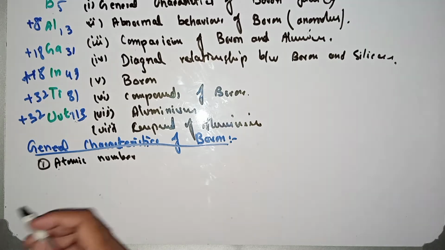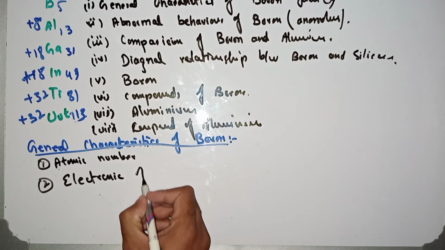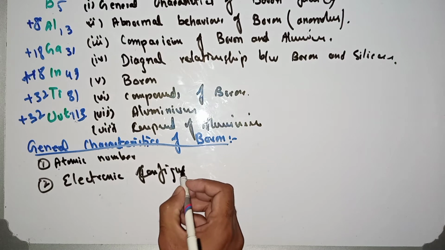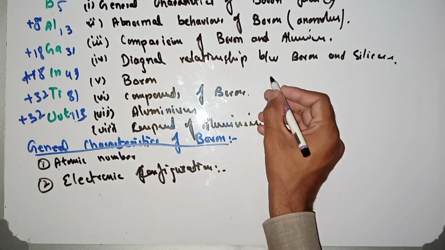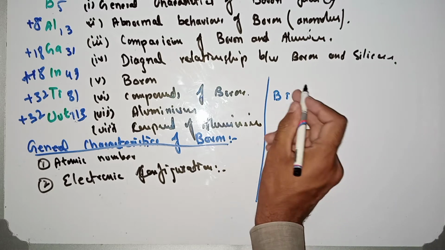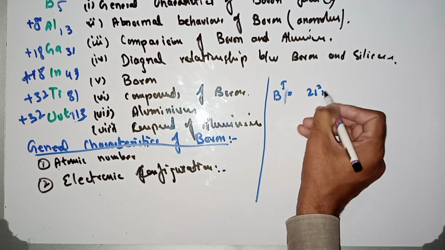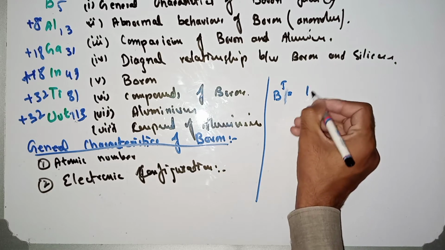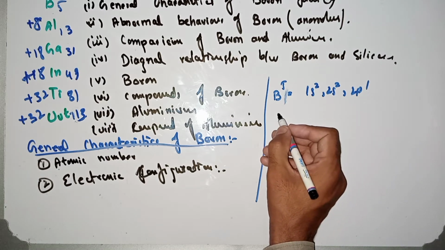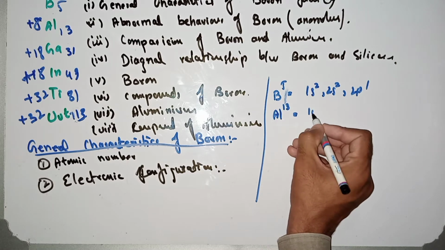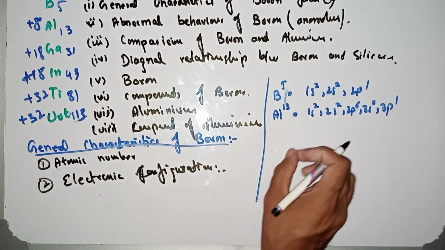So after that, come to the next point, that is electronic configuration, the next characteristic of the boron family. Boron, which has atomic number 5, has 1s2, 2s2, 2p1. That is the electronic configuration of boron. After that, aluminium, which has atomic number 13, has 1s2, 2s2, 2p6, 3s2, 3p1.